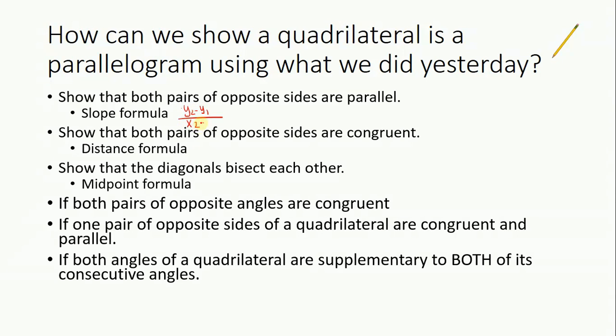If you need to do some writing here, remember the slope formula: y2 minus y1 divided by x2 minus x1. The distance formula was d equals the square root of x2 minus x1 squared plus y2 minus y1 squared. And our midpoint formula was x1 plus x2 divided by 2, that was the x-coordinate of our midpoint, and y1 plus y2 divided by 2 was the y value of that midpoint.